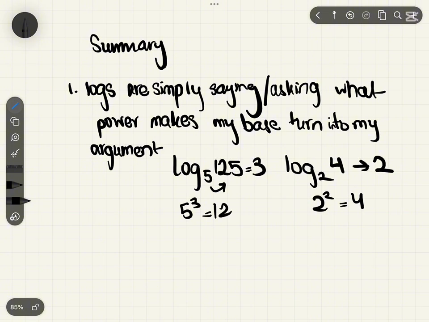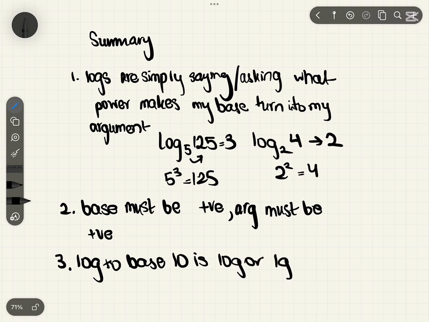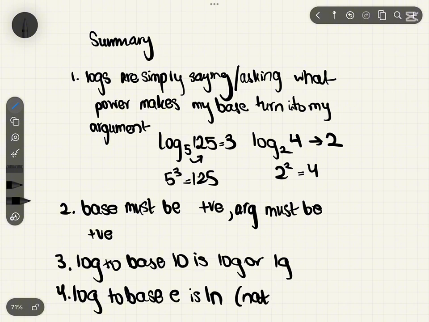Secondly, the second principle here is that the base must be positive and the argument must be positive. The third principle is that logs to the base of 10 are called lg or log only, without any base written. So log or lg would be log to the base of 10, and log to the base of e is called ln, or natural log. We can simply write them like that without expanding the full form and calling it log to the base of e. They are natural logs.